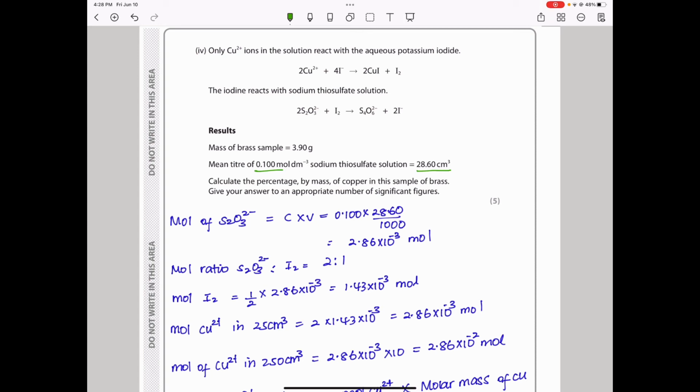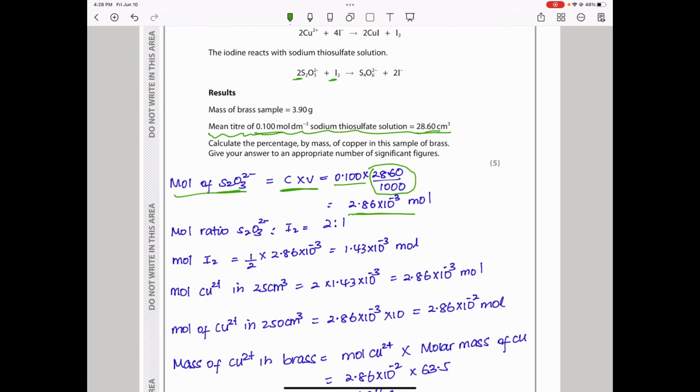We will begin with finding the number of moles. Because they've given us the mean titre as well as the concentration, I'll begin with the number of moles of thiosulfate, which is concentration times volume. The concentration is this. The volume converted to dm³ is that. When you apply that, you get that as the number of moles. We know from the reaction that the ratio is 2 to 1, so the number of moles of iodine should be half the number of moles of thiosulfate. That gives us the number of moles of iodine.